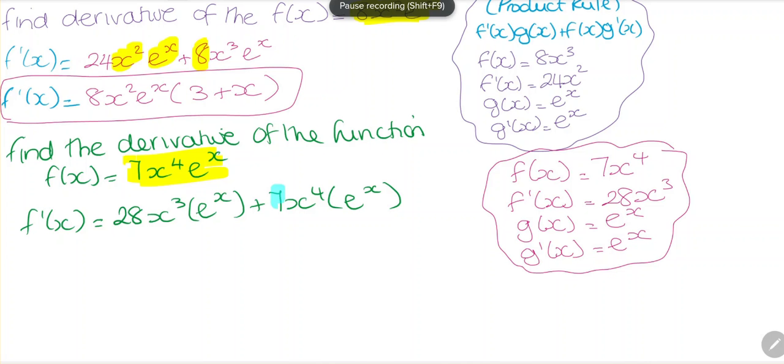Well, 7 goes into 28 4 times. We have an x to the 3 and x to the 4, so we can factor by x to the 3, and we also have an e to the x. So for our f prime, we're going to factor by 7x cubed e to the x. So 7 goes into 28 4 times, and x cubed and e to the x are the same. So then we're going to multiply. So 7 goes into 7 one time.